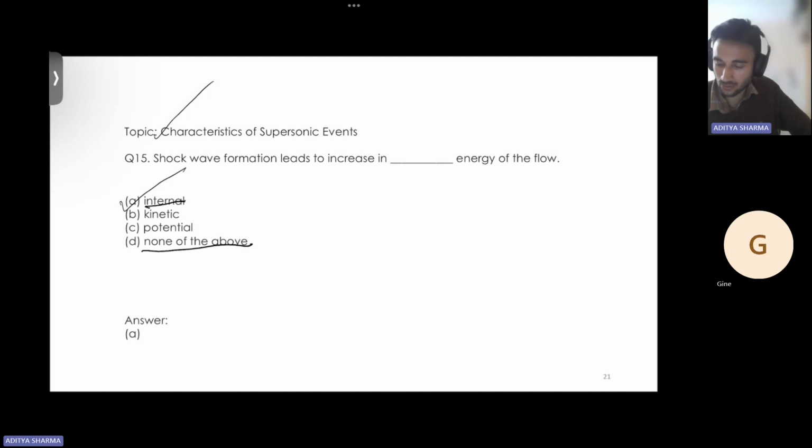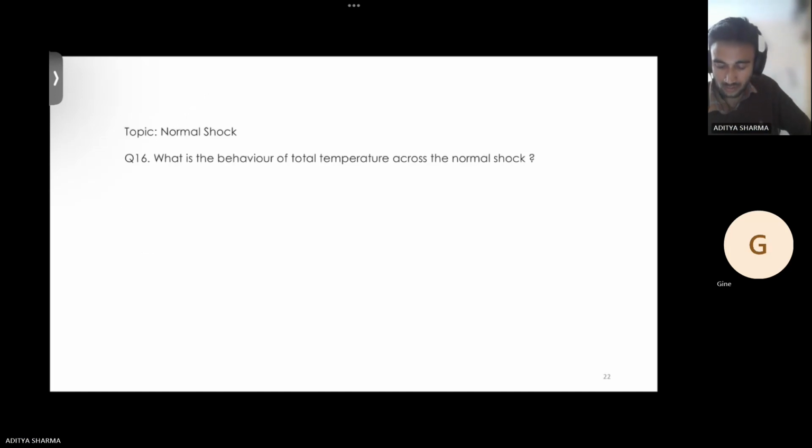Then we are at the last question of today's session. What is the behavior of total temperature across a normal shock? This I have already mentioned.